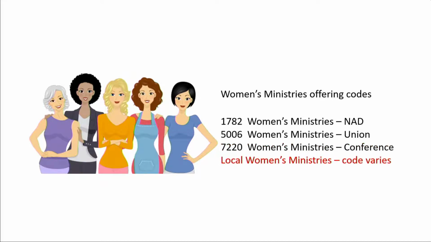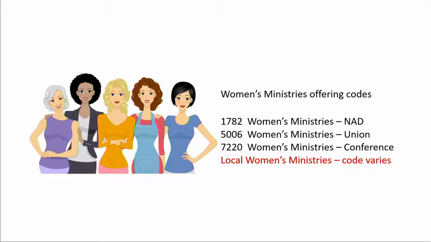And then most churches have a local women's ministries fund as well, with a code number somewhere between 8,000 and 9,999. So if a donor gives to the local women's ministry, but their donation is instead mapped to 7220 or 1782 and disappears with the remittance check, you can see that is a problem.